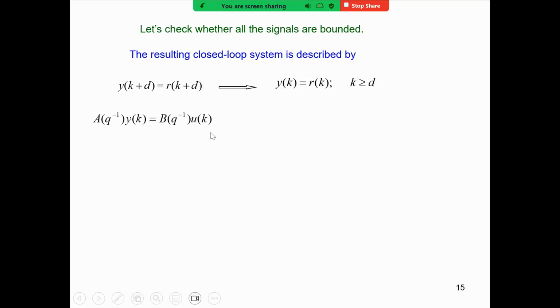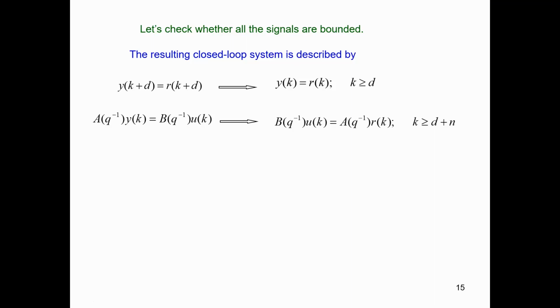Now let's look at the relation between the input and output. After a while, all the output signals will be equal to the reference signal. So when k is bigger than or equal to d plus n, not just d, because when k equals d, you only match y(k+d). Then it takes one more step to get y(k+d+1). You want to make all the signals match one by one, so it takes n steps to make all the outputs match. After that, it will match forever.